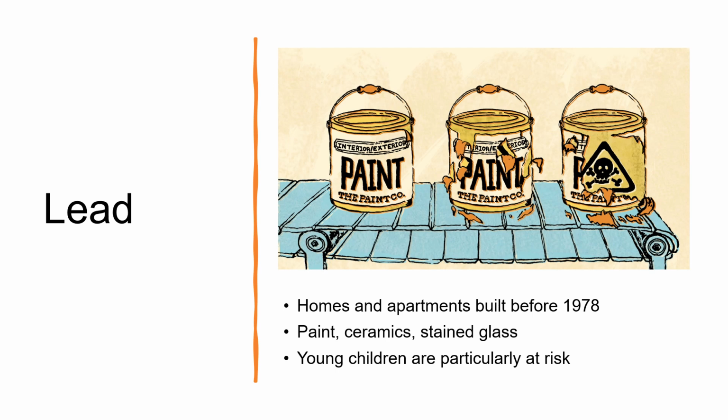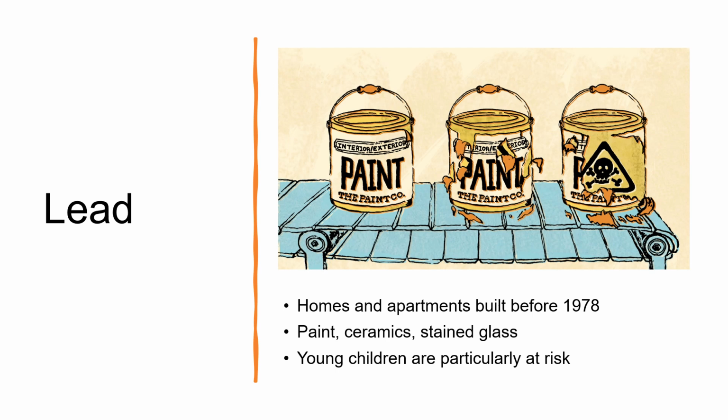Many homes and apartments built before 1978 may have paint that contains lead, which is one of the most common sources of exposure in the home. It can also be found in things like ceramics, stained glass, and fishing weights. So just some common household items that are older, it may be present in those.